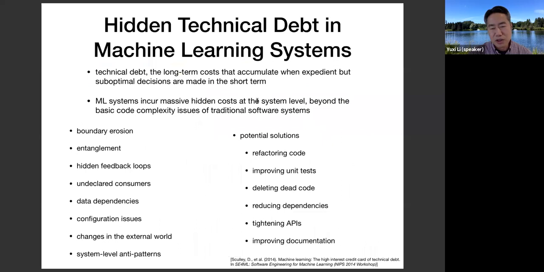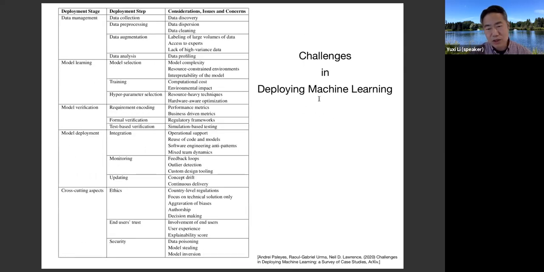And that's another piece of work. People identify something called technical debt, which will cause problems for machine learning software systems. And there is already a survey about deployment of machine learning systems, which I think is something interesting to check out.